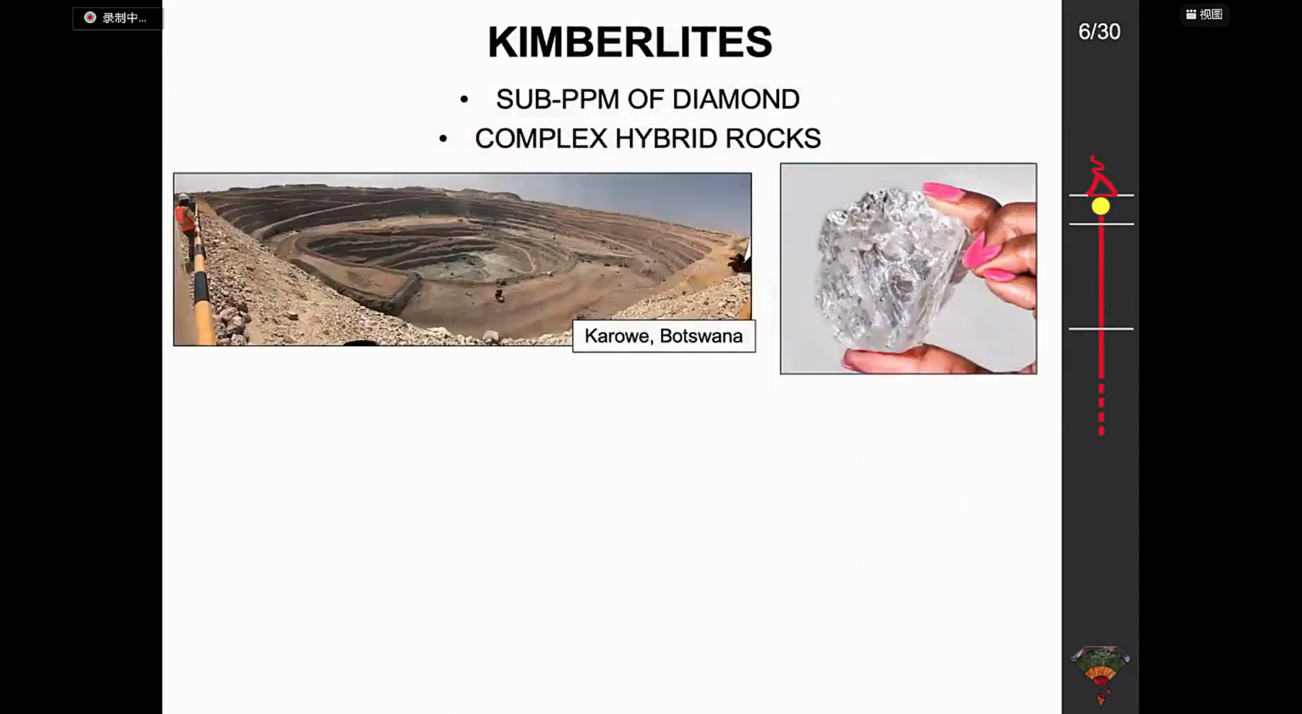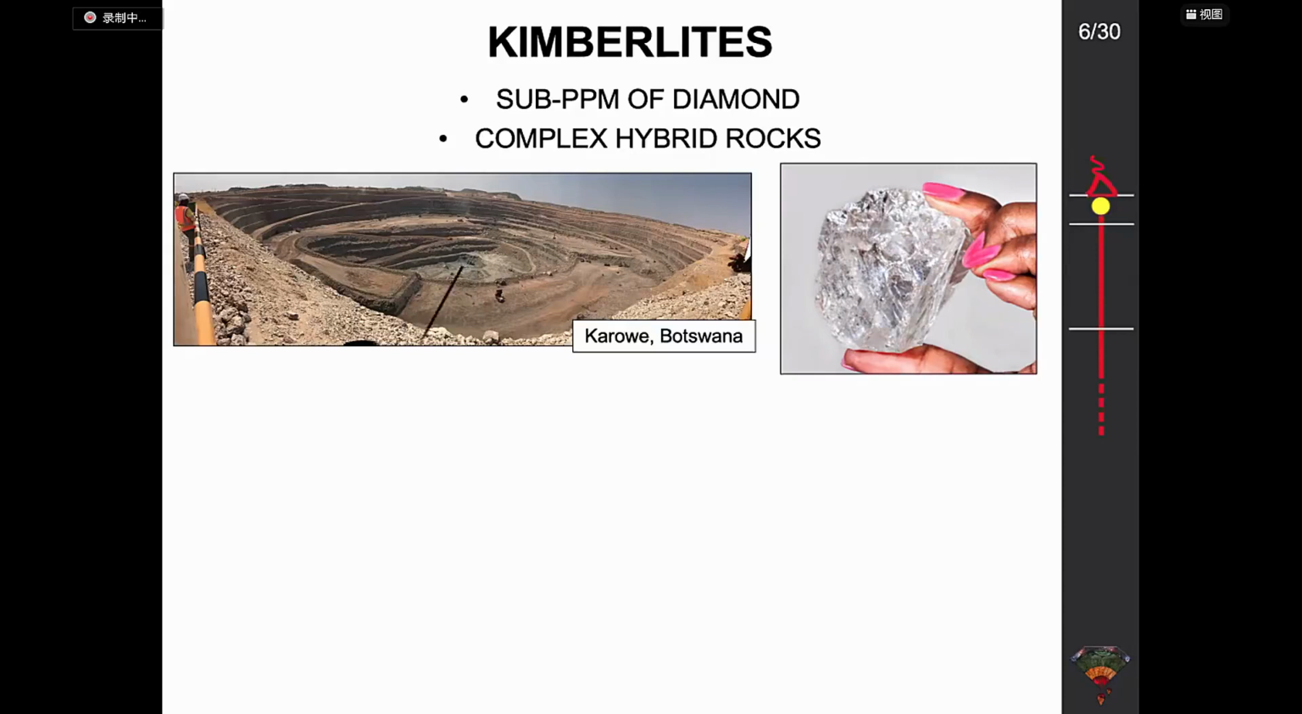While kimberlites might be well known because they host diamonds, something to keep in mind is that diamonds only occur at the sub-part per million level. And things like this fat guy, which is called Lesedi La Rona, just above 1,100 carats, that is about 400 grams, are very rare diamonds. This was sold at something like $53 million on the market, which really tells you why it's quite helpful to find a few kimberlites around the world, such as Karowe, where this diamond was found in Botswana, that can produce those sorts of diamonds.